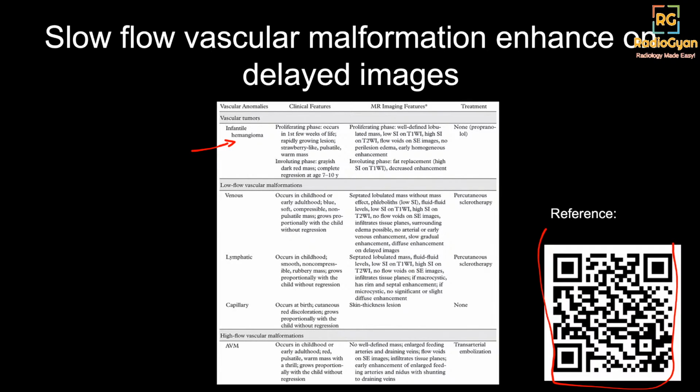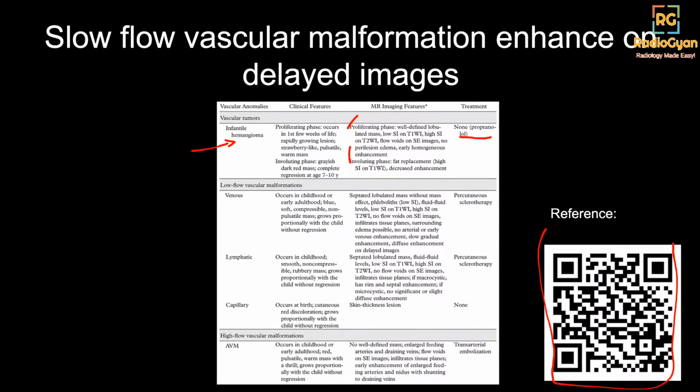These are usually seen in children, and then they involute on their own. Rarely propranolol, which is a beta blocker, can be used to vasoconstrict the vessels and help with the involution process when it is large. On imaging, there are two phases, the proliferating and involuting phase.